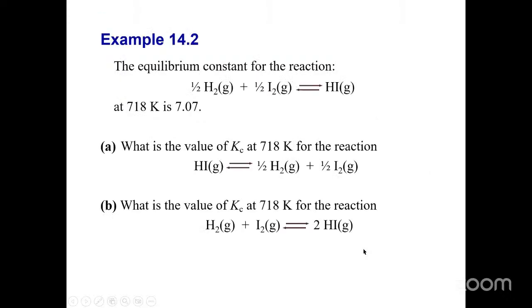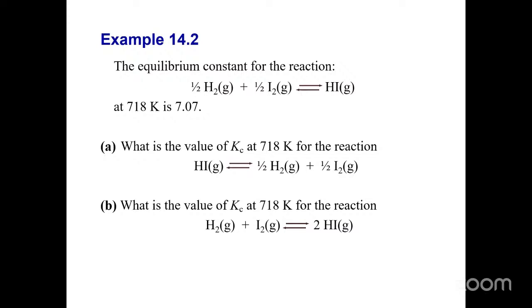Okay, so let's look at this example right here. They gave you this equation, which is balanced, and they gave you the Kc value, which is 7.07. So the question is now asking, what is the value of Kc for the reaction? And it gives you that equation, right? So what would you say is the answer to that question for the A part?